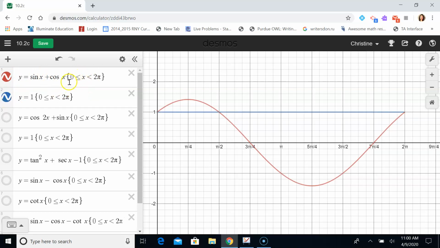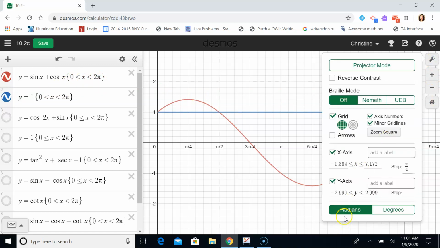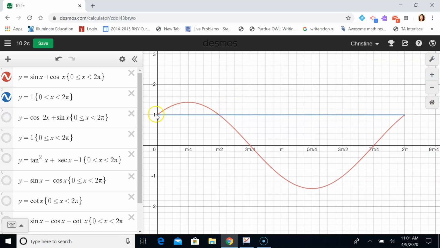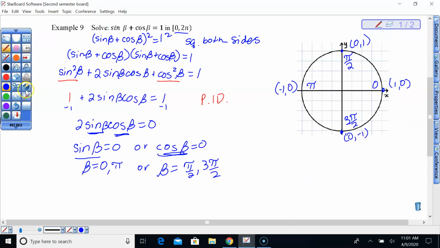And you'll notice that I have restricted the interval here so that I'm only graphing from 0 to 2 pi, double checking that I am actually in radians, okay? And I'm going to use the intersection method. So you can see that they intersect here at 0 radians. They intersect at pi over 2. But at pi, they do not intersect. And at 3 pi over 2, they do not intersect. So we have two solutions that are extraneous. So when I go back here, we're going to have to throw out pi and 3 pi over 2.